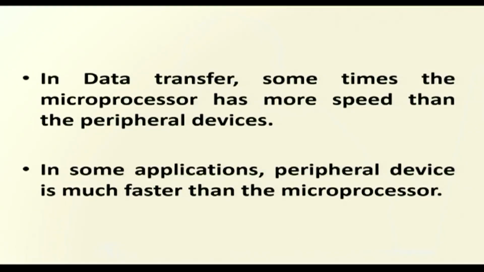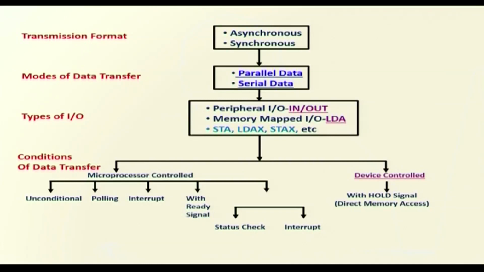During the data transfer, sometimes the microprocessor is faster than the peripheral devices, or the peripheral devices may be at a higher speed than the processor. So, during that time how the processor balances the data transfer with the peripheral devices, what kind of data is transmitted, and in what mode we are transferring the data will be clearly given in the chart. This chart specifies what kind of data is transferred between the peripheral and the processor.